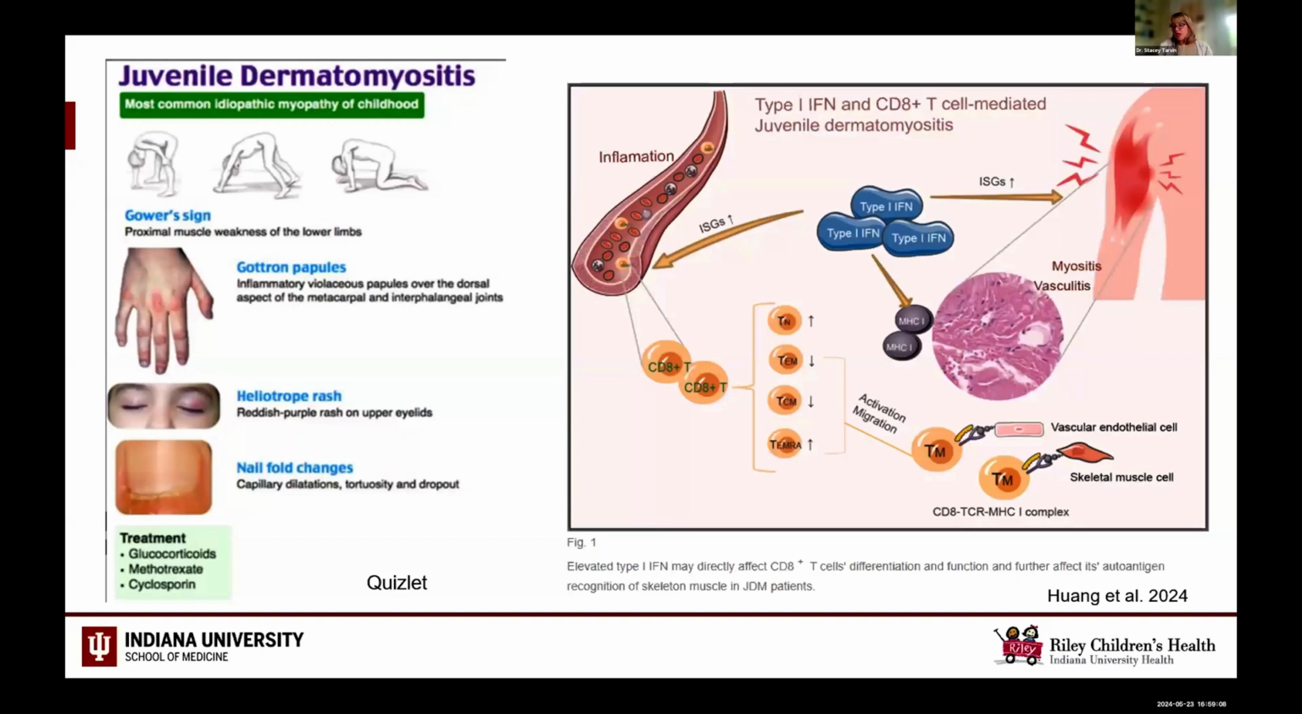The pictorial on the top left shows some of the typical features associated with JDM, and Figure 1 is a very recent publication outlining the proposed and critical role of type 1 interferon in the pathogenesis of skeletal muscle inflammation seen in JDM. I'm going to review the basics of these pathways because understanding those basics can help us understand, anticipate, and choose therapies that are most appropriate for the patients who sit in front of us.